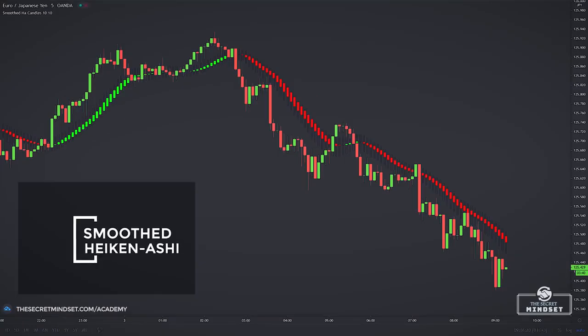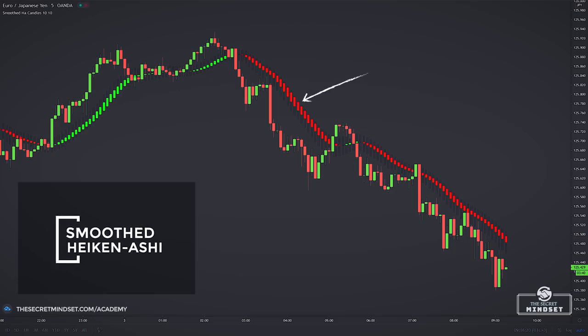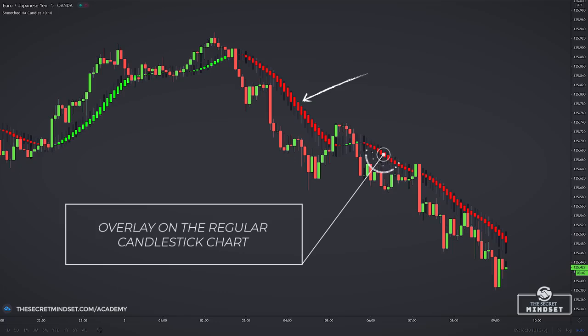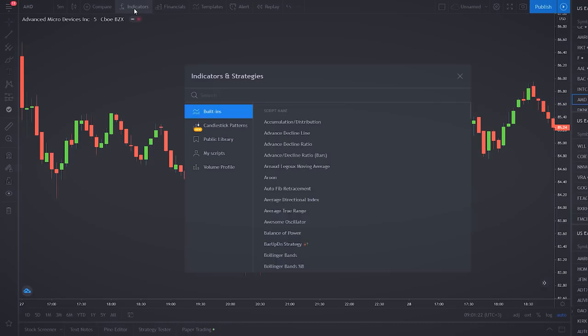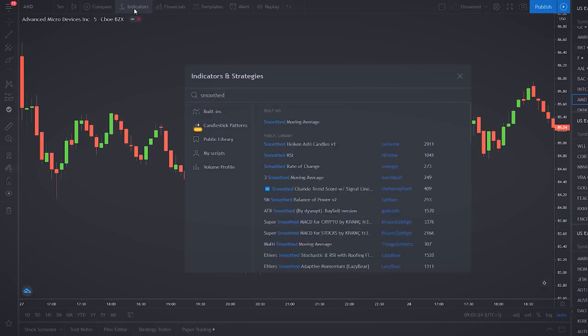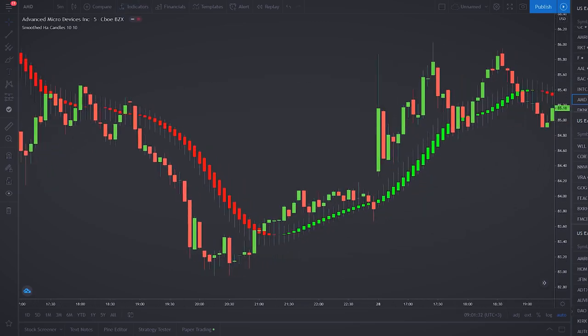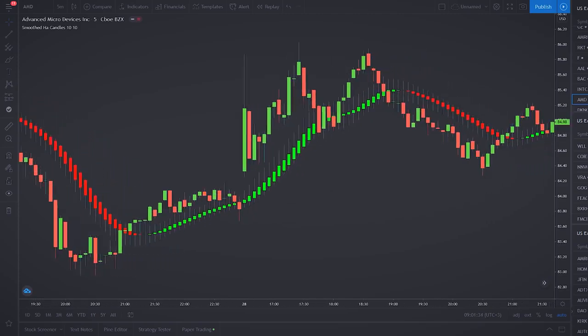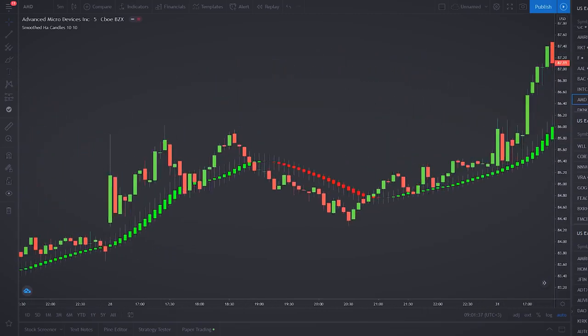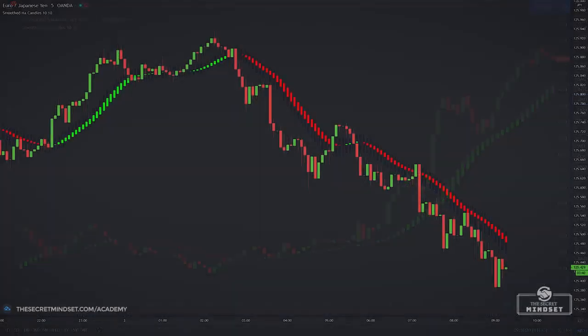Smoothed Heiken Ashi is a modified version of the regular Heiken Ashi candlestick charts. While you can typically use the regular Heiken Ashi chart all by itself, the Heiken Ashi smoothed indicator is used as an overlay on the regular candlestick chart. If you have a TradingView account, this is the exact version I use. As you can see, you'll get a better perspective of the markets. You can see the regular candlestick chart alongside the Heiken Ashi smoothed indicator. This is not possible if you use the regular Heiken Ashi chart.